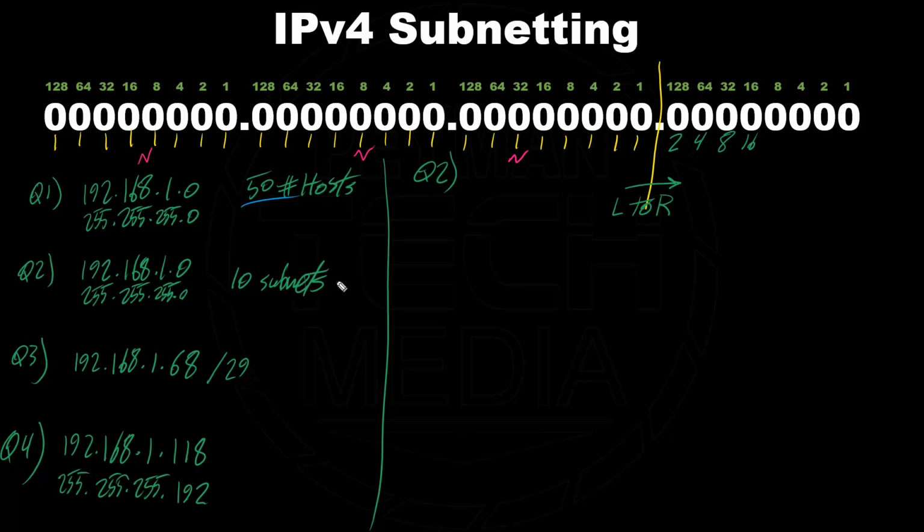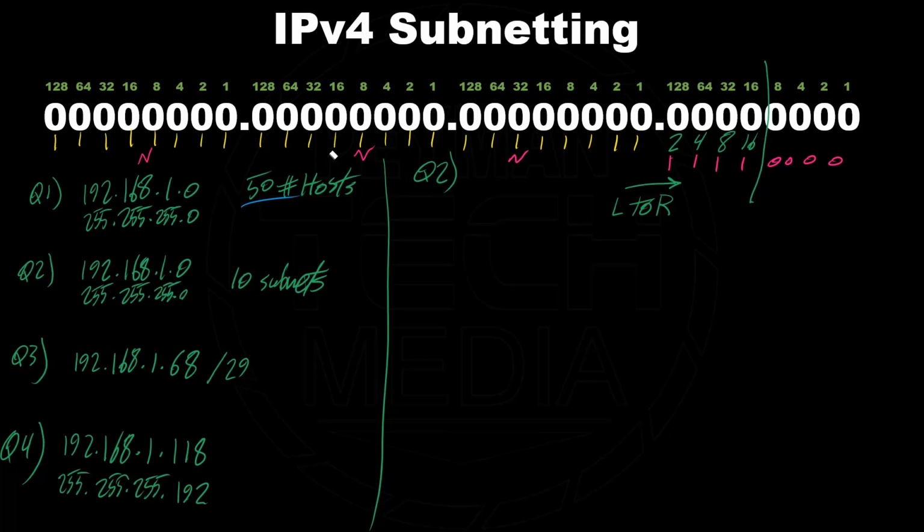So they're asking for 10 subnets. We are going by blocks: 2, 4, 8, 16. These are the number of subnets. These 4 bits cover 16 subnets, so we have to borrow these 4 bits, and these are all off. Now this is our new cut line, so we can erase this one.